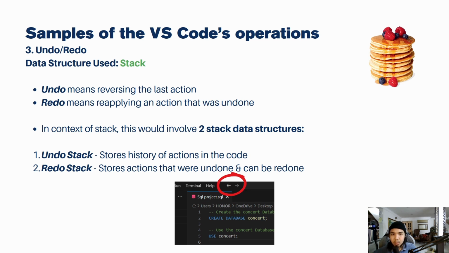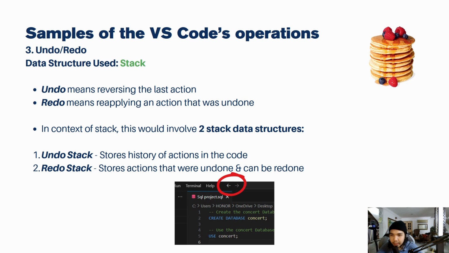Logically, the undo stack stores the history of actions in the code, while the redo stack stores actions that were undone and can be redone. You can imagine that the undo stack is like the history of what the user does in the application, not absolutely every action. It doesn't detect clicking or scrolling. It will detect inputs or outputs that the user has done, so you can undo them.